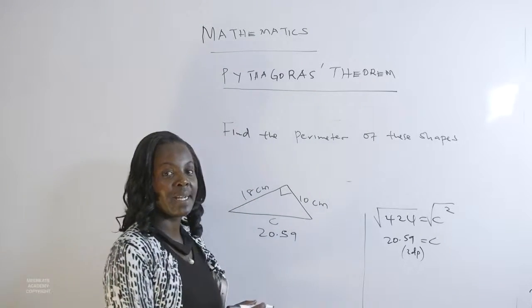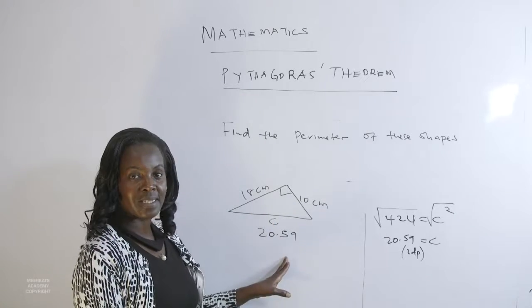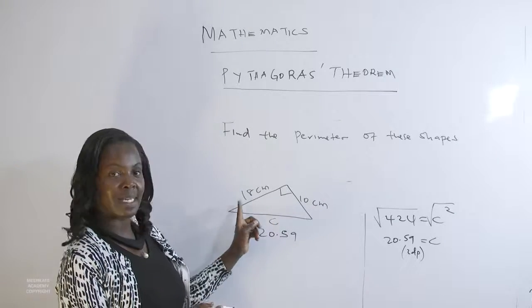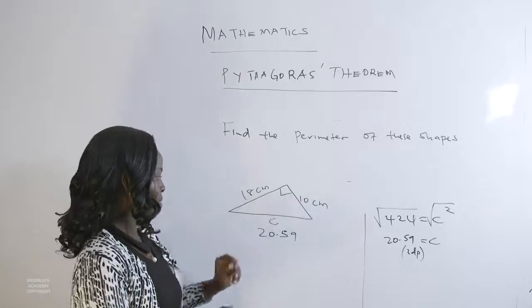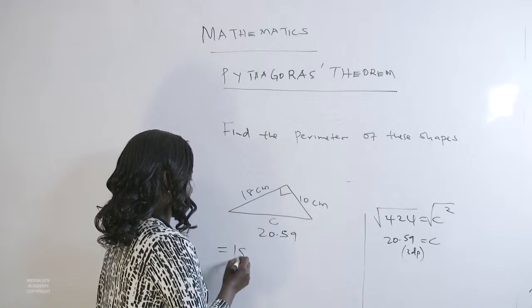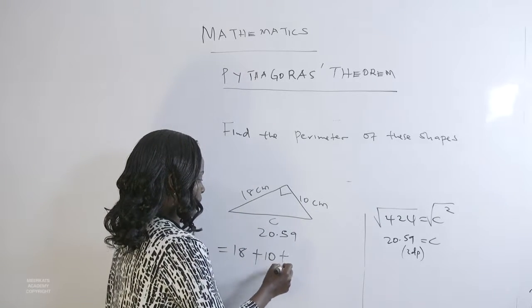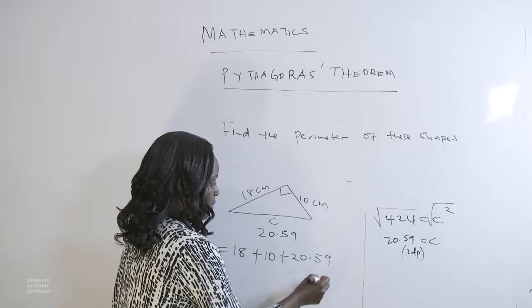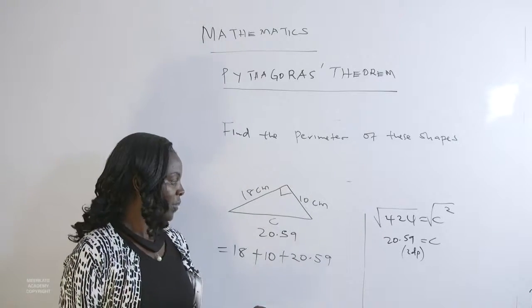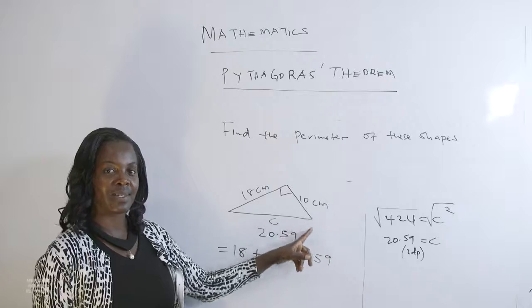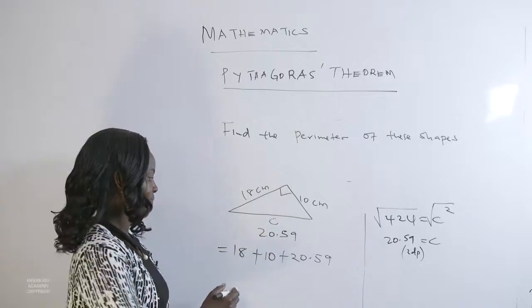Then we can find the perimeter of this triangle. And we have said the perimeter is the distance all round. The distance all round, we add all the 3 sides of the triangle.